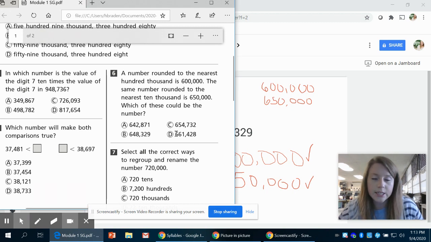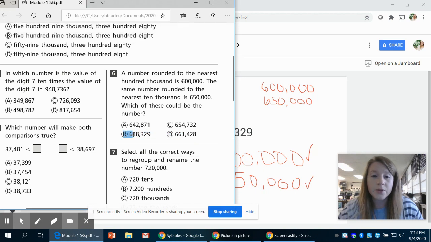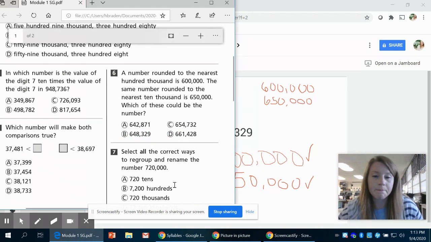Then I'm going to look at 661,428. So I'm going to round that 6, which means I look at the next 6. That 6 tells me to round the other 6 up. So that's going to be 700,000, so that one's not an option either. So our only answer would be B.